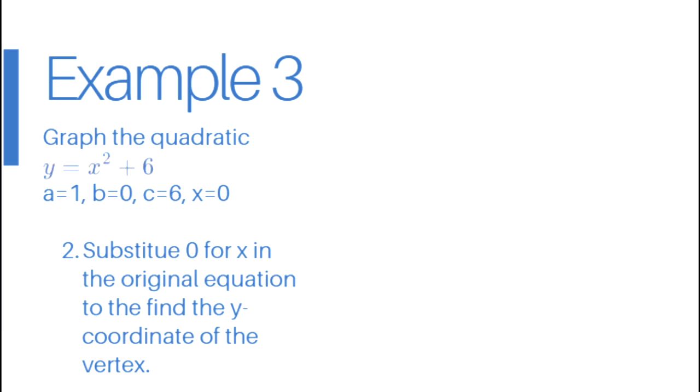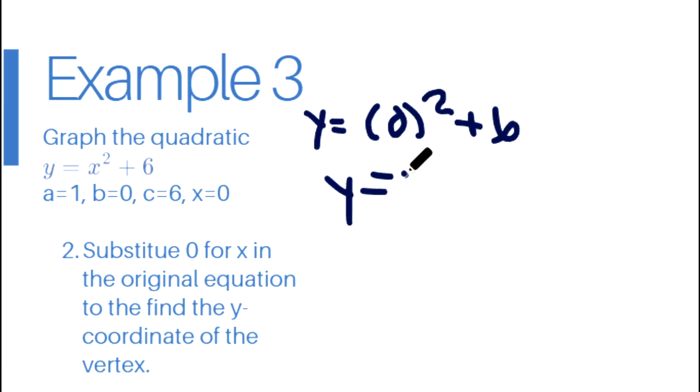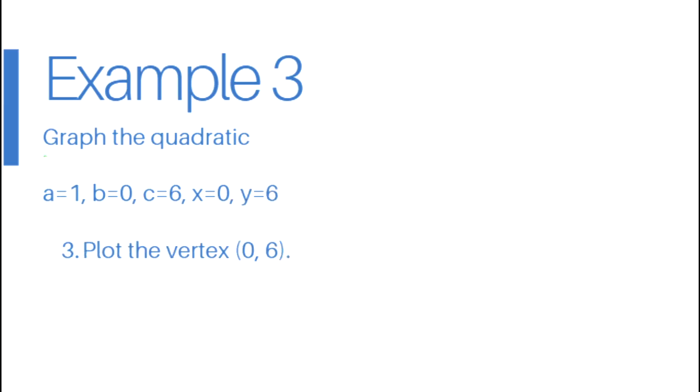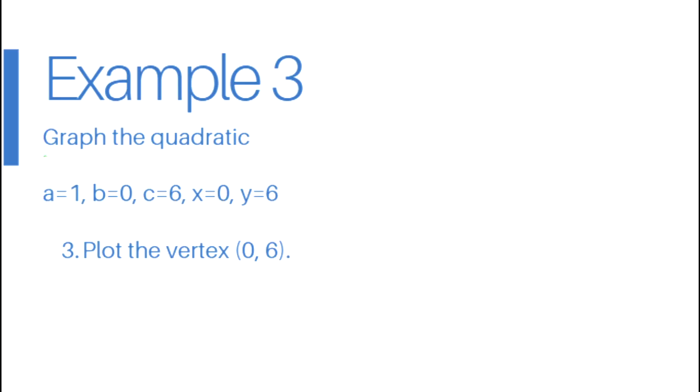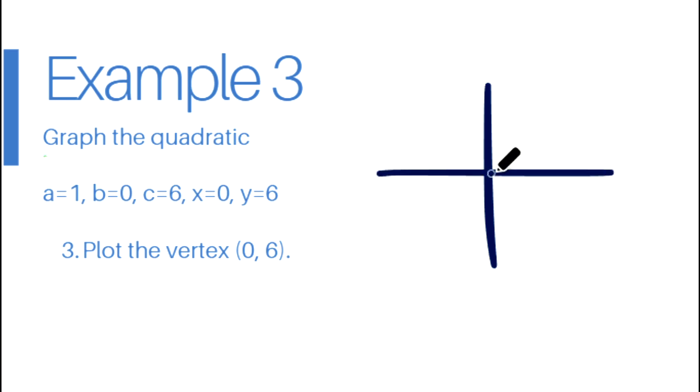Substitute 0 for x in the original equation to find the y-coordinate of the vertex. So we have y equals 0 squared plus 6. 0 times 0 is just 0, so y equals 6. So now we have our value for y. The vertex is (0, 6). If we're going to plot that, we're not going to go over on x, but we will go up 6: 1, 2, 3, 4, 5, 6. I'm sure you missed my wonderful drawing abilities. That's where your vertex is going to be.